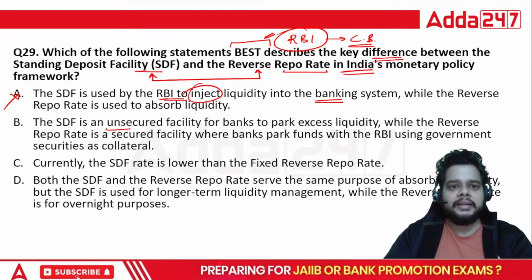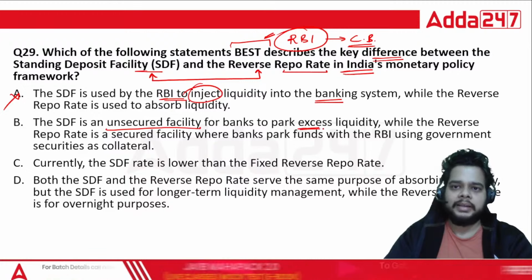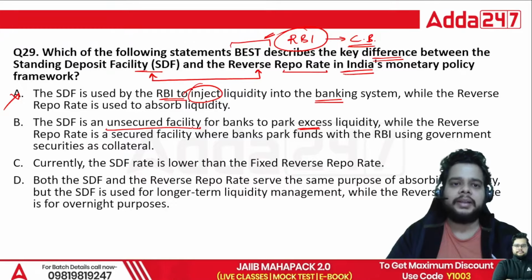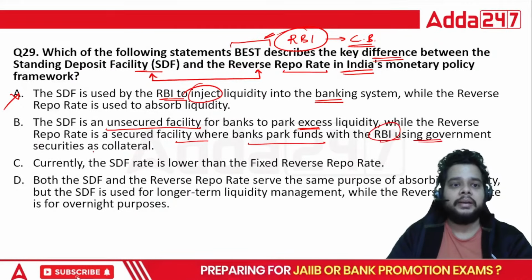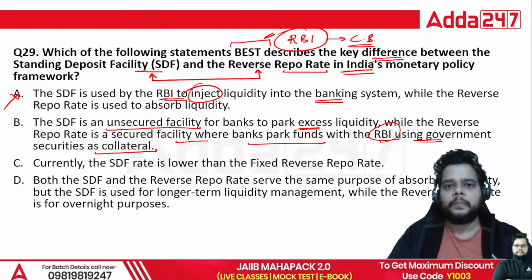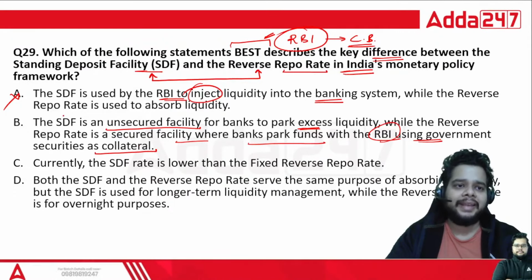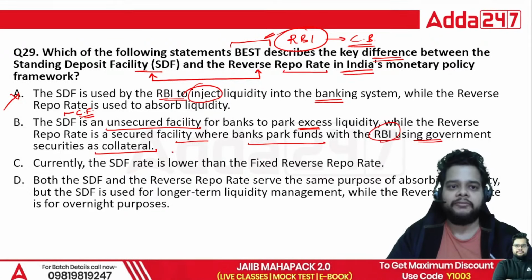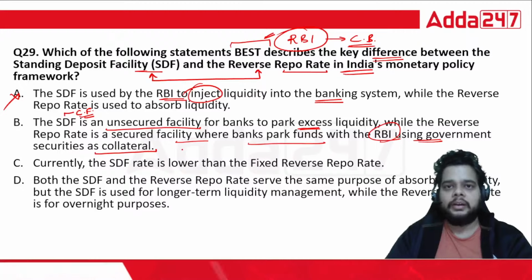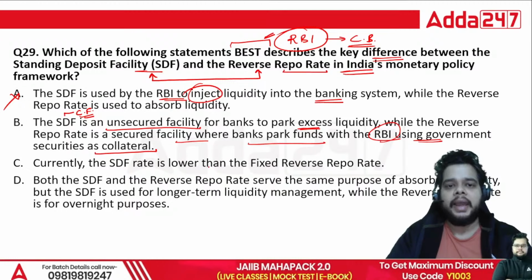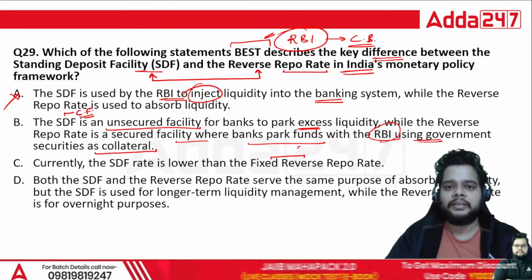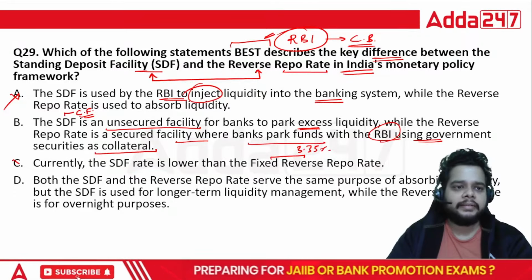The SDF is an unsecured facility for banks to park excess liquidity, while reverse repo rate is a secured facility where banks park funds with the RBI using government securities as collateral. So always remember, whenever we talk about SDF, it is collateral free. Currently, SDF rate is lower than the fixed reverse repo rate? No, we have the SDF rate as less than 5.5%, more than 5% basically, and the fixed reverse repo rate is 3.35%. That is why this is wrong.